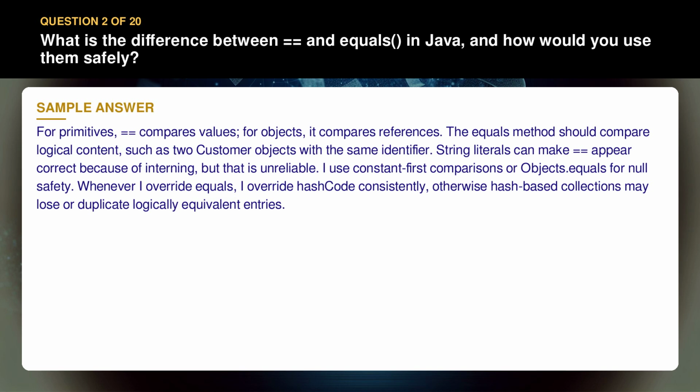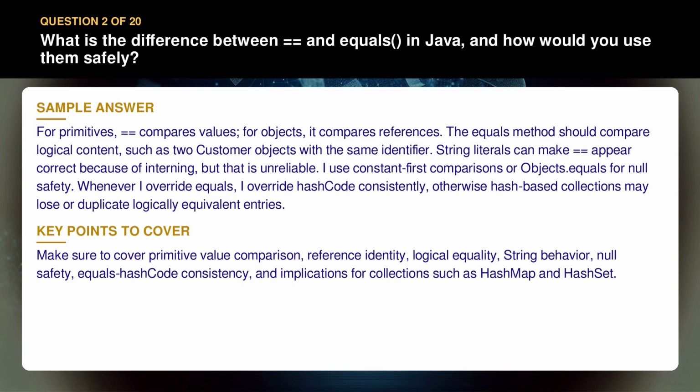Whenever I override equals, I override hashCode consistently, otherwise hash-based collections may lose or duplicate logically equivalent entries. Make sure to cover primitive value comparison, reference identity, logical equality, string behavior, null safety, equals and hashCode consistency, and implications for collections such as HashMap and HashSet.